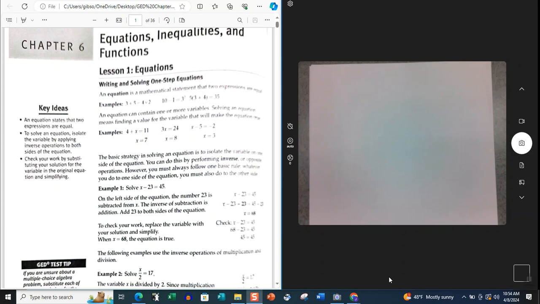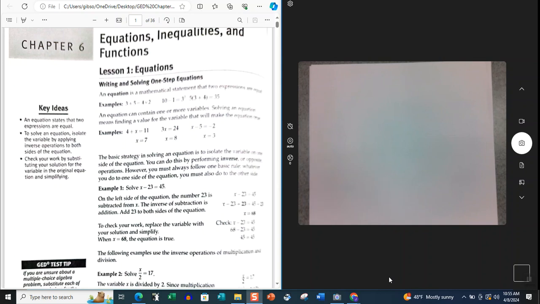Hello class, we're about to start chapter 6, equations, inequalities, and functions. Now as you see, this page is a little blurry, so I will give you the page number, which is page 352, and you can follow along. It says lesson 1 equations. It says writing and solving one-step equations.